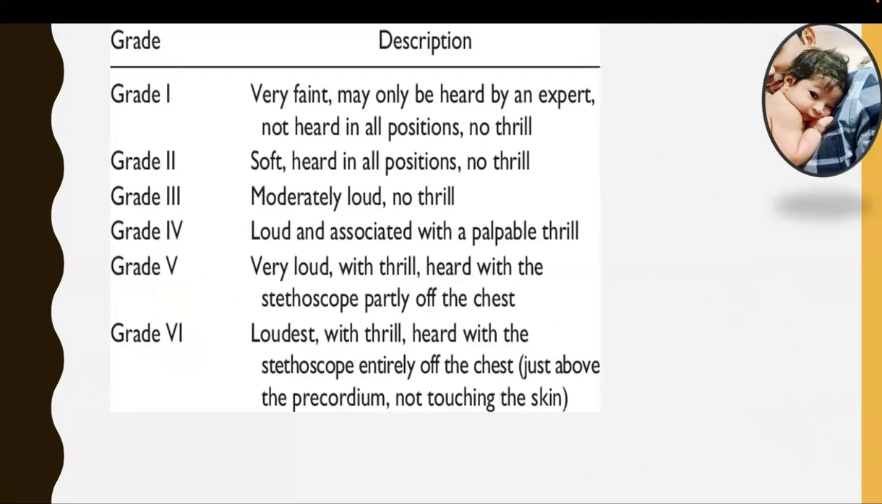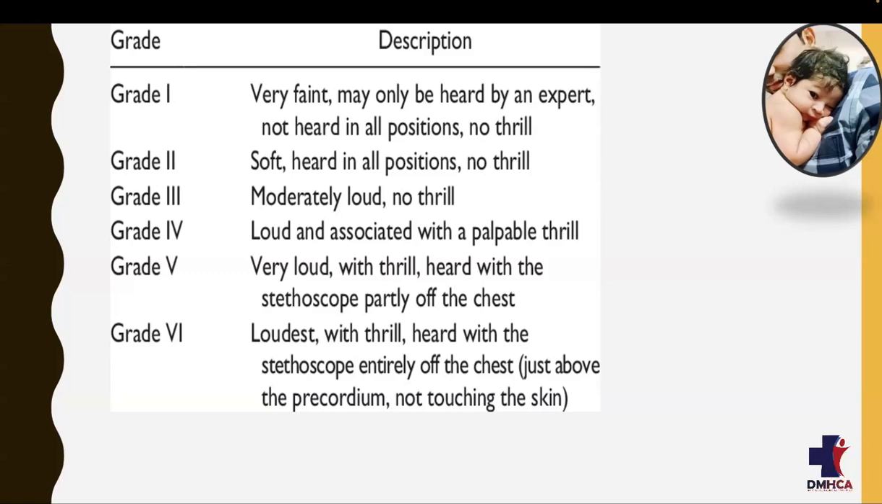Grade 2 murmur will be soft, heard in all positions, and no thrill. Now see, you don't have to read everything, but we need to see the important points. Soft murmur, then we have moderately loud, loud, and very loud. So a very faint murmur is grade 1, a soft murmur is grade 2, a moderately loud murmur is grade 3.